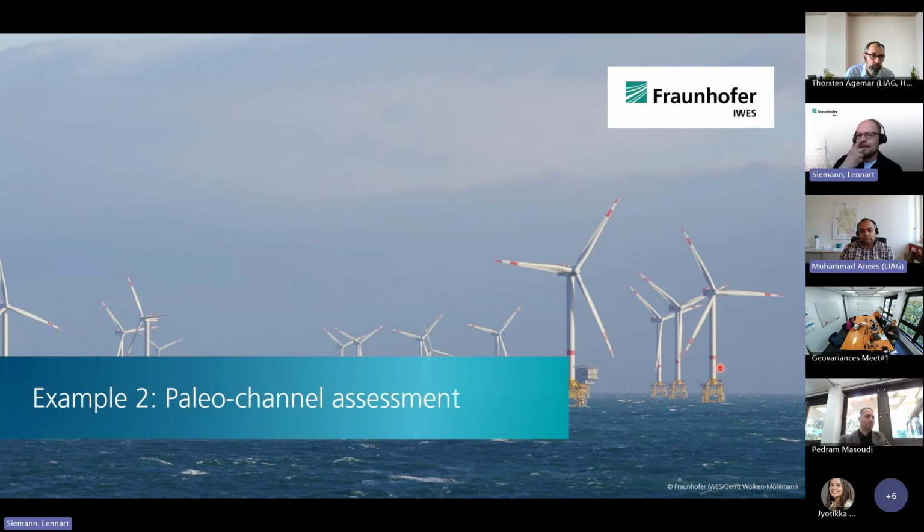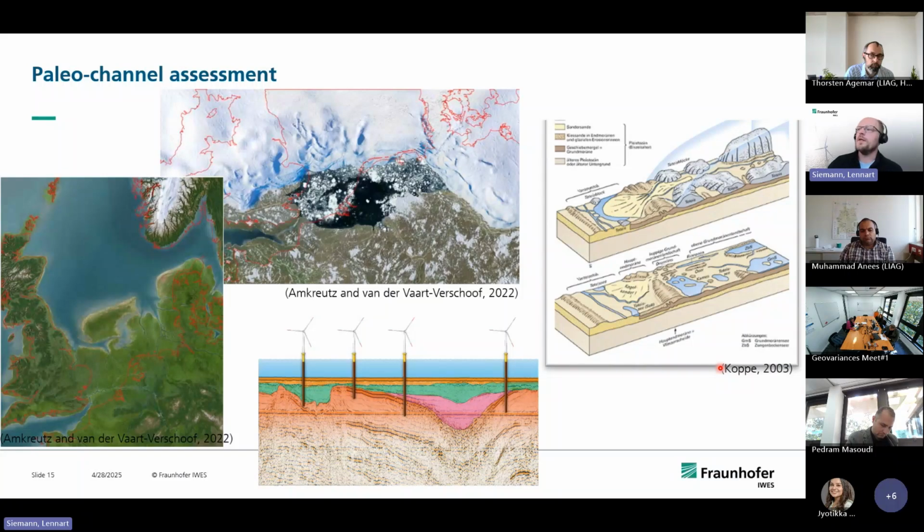Coming to the next example, another thing we have just investigated, and we're talking here specifically about the paleo channels we encounter in offshore wind parks. We want to quantify this also in a probabilistic manner, which comes back to the probabilistic ground model idea, but we specifically focus here on the channels in themselves.